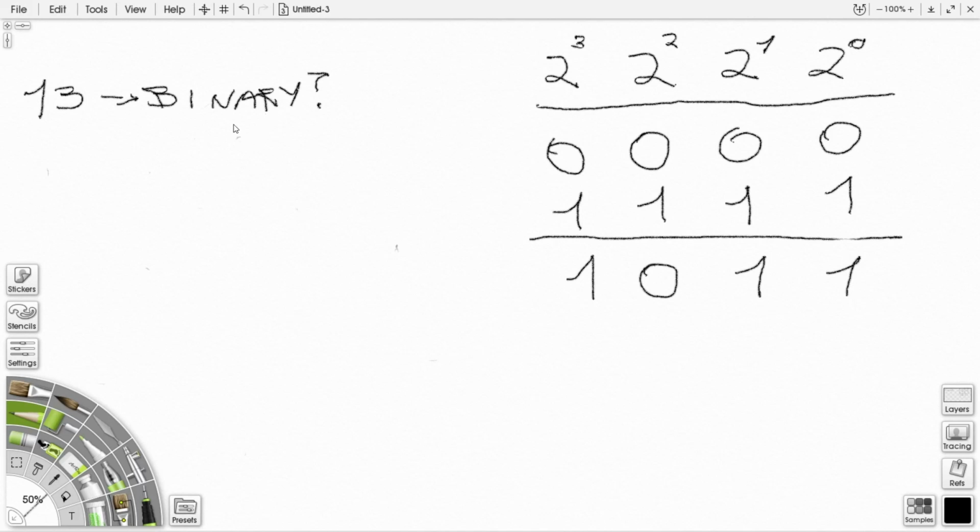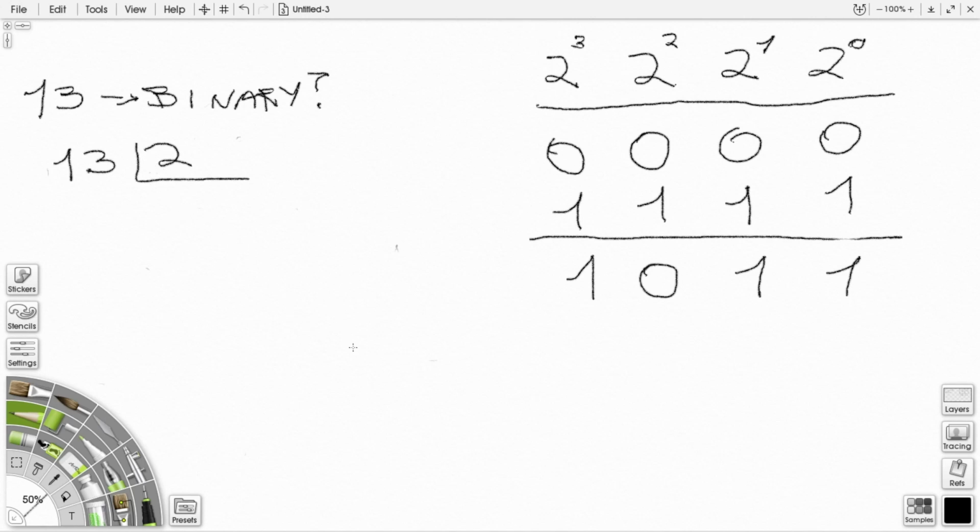So now let's do the other way around. Let's say that I want to represent the number 13 in decimal. How do I do that in binary? Well, what we're going to do is get the number 13 and divide it by 2, because it's binary, and we're going to focus on the remainder.